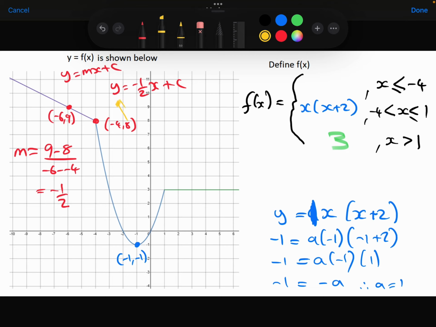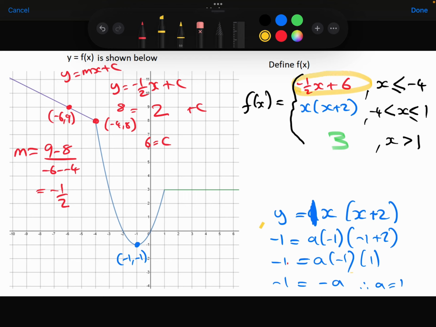Substituting the coordinate in to work out what c is going to be. So y is 8 when x is minus 4. Minus 1/2 times minus 4 is 2, so c is 6. Therefore, the equation of the purple line is minus 1/2 x plus 6. And we have managed to define the function.